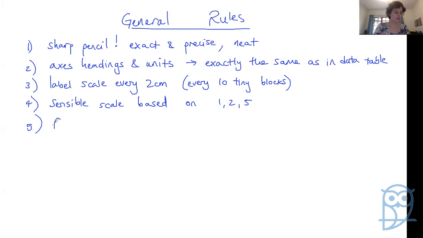We also need to fill the allocated space. When they give you a little piece of graph paper in that paper, they're giving you exactly the amount of graph paper that you need for the question. So don't squish your graph down into one corner, fill it out. Use the space that they made available for you. Okie dokie. So that is all our general rules. We're going to bear these in mind. We're now going to add some more specifics for our line graphs and our bar charts.